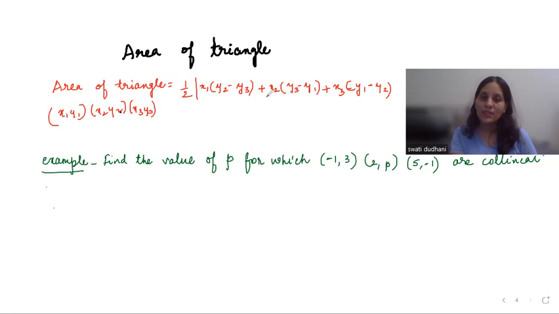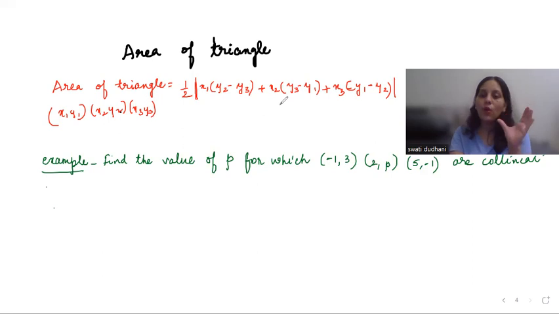The formula is half into modulus. Modulus means the area of a triangle can never be negative. So whenever we have a negative answer inside the modulus, it automatically becomes positive. So half into x1 into (y2 minus y3) plus x2 into (y3 minus y1) plus x3 into (y1 minus y2), modulus closed. So it's very easy to remember.